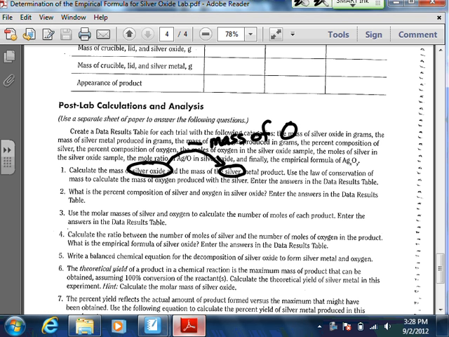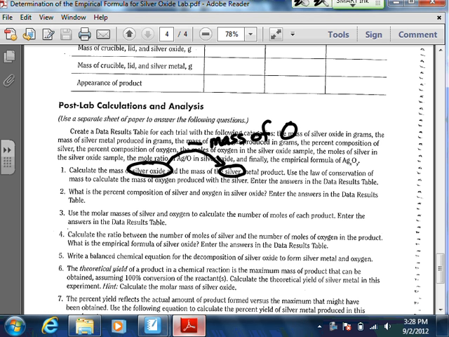So again, very easy. I mean, it's just like what we did on the PreLab. You just take the mass of the silver, calculate the number of moles of silver, and the mass of the oxygen, calculate the number of moles of oxygen. And then calculate the ratio between the two. So again, very, very similar to what we did in the PreLab.